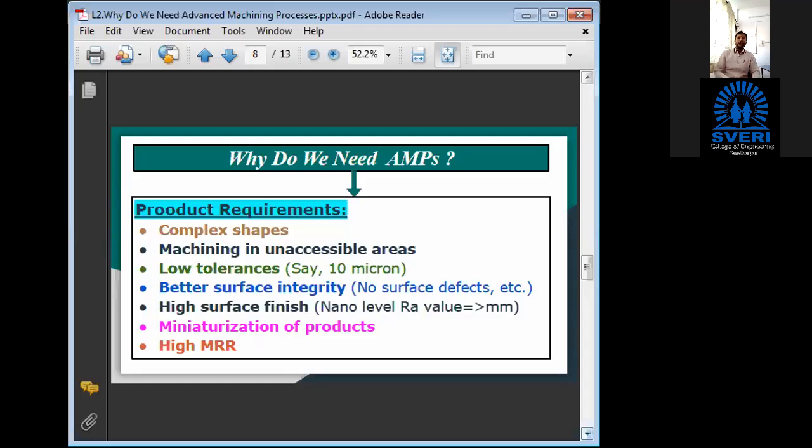Again, sometimes there is the matter of tolerance. The dimensional tolerance requirement may be very, very small, say up to 10 micrometer or even smaller than 10 micrometer, depending upon the requirement of the component. If you want to attain that much tolerance, then it is difficult to achieve by the conventional process. You have to go for another system.